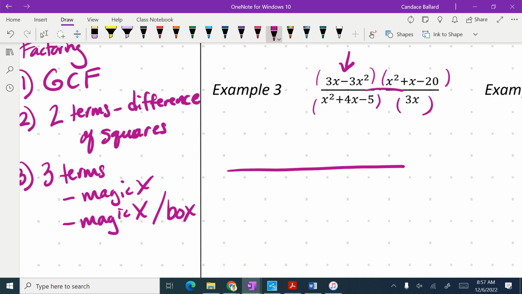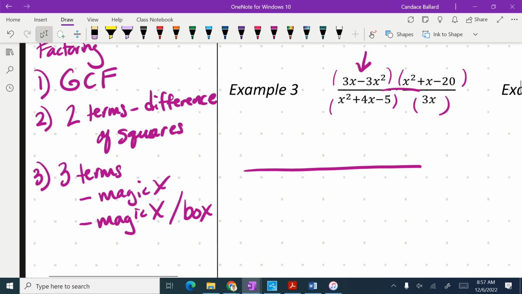What's the very first thing I need to look for when I factor? What do we just write out in the left-hand column? Greatest common factor. Do I have a greatest common factor in there? 3x. Perfect. I'm going to pull that out. When I divide a 3x out of 3x, what's left behind? 1. Okay, good. And when I divide a 3x out of negative 3x squared, what's left behind? Negative x, just negative x, right?